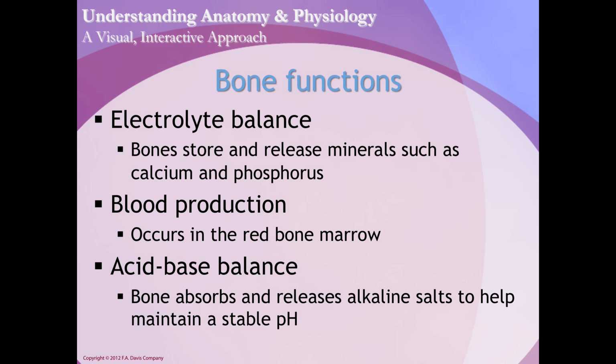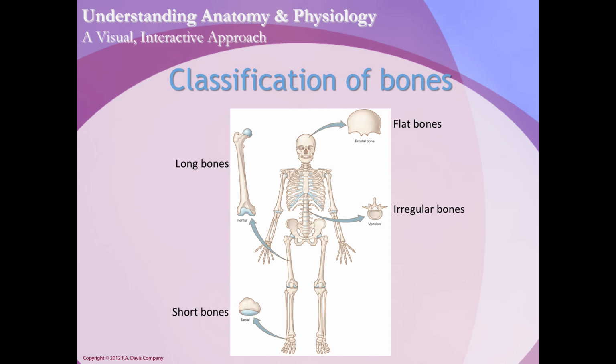Blood production happens as a result of bones. That happens in the red bone marrow. You also have acid and base balance. Bone absorbs and releases alkaline salts to help maintain a stable pH.